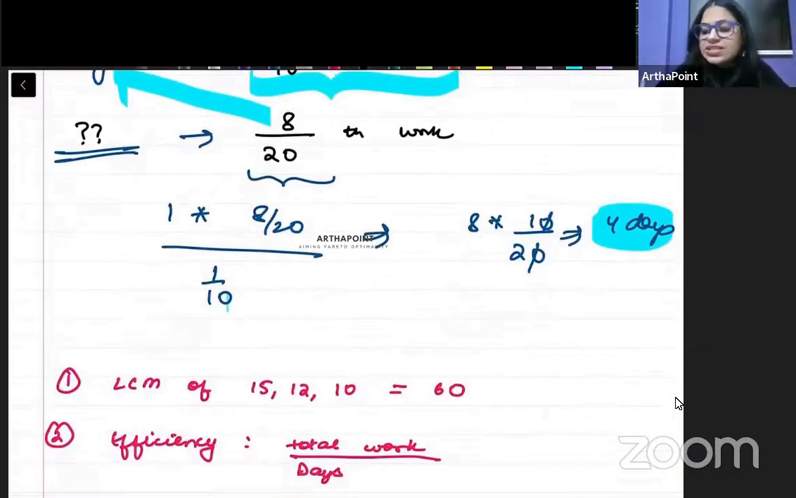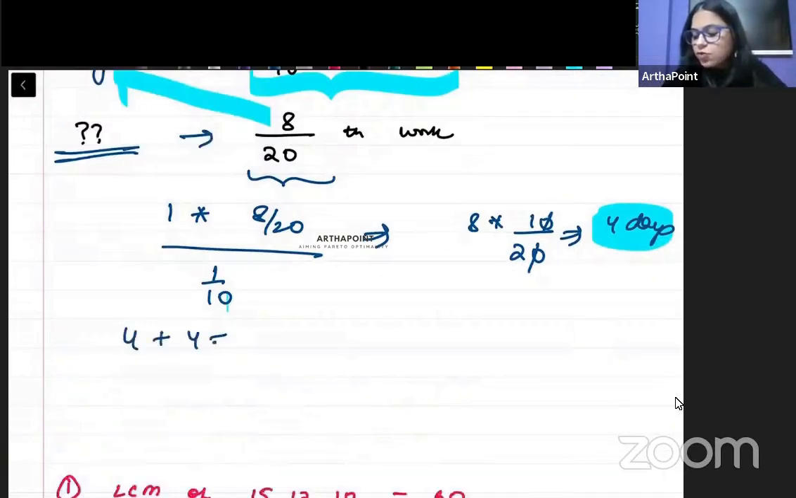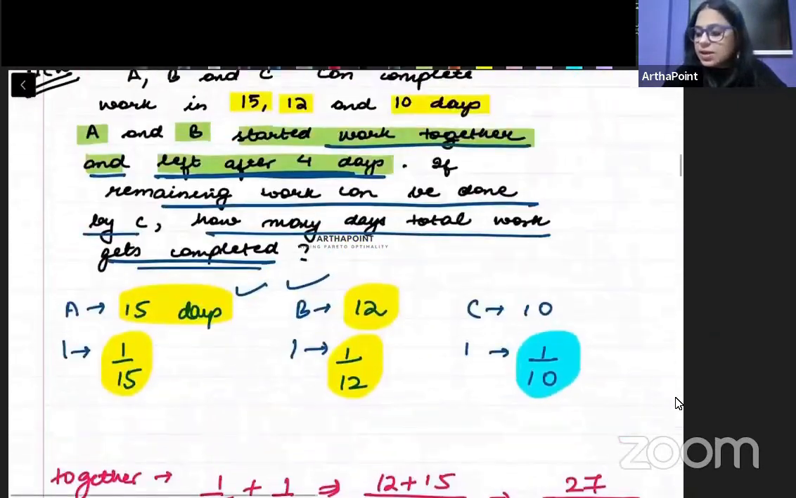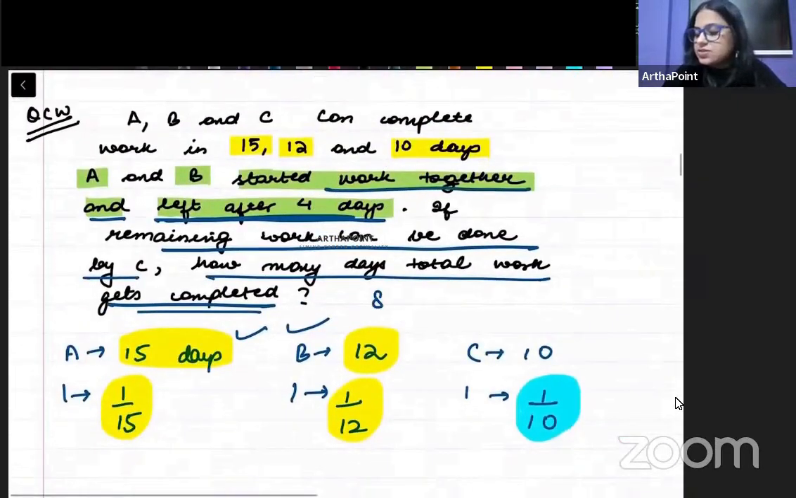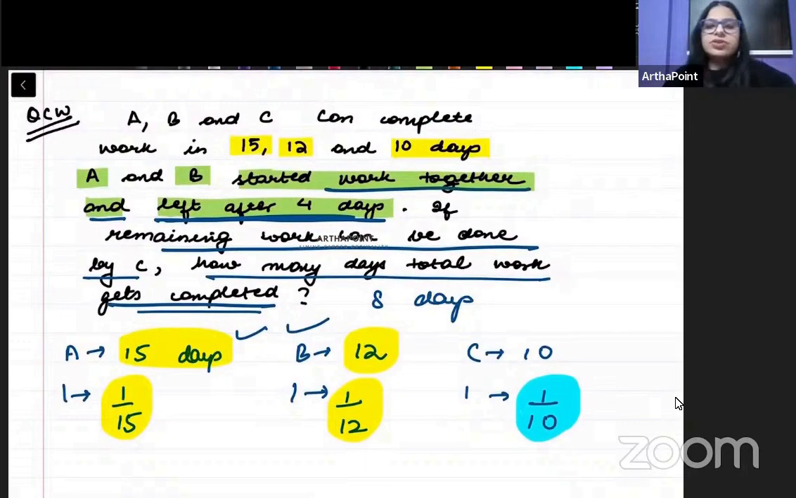So what are the total days taken? The total days taken will be 4 plus 4, that means 8 days. So the total work can be completed in 8 days. Read out the next question.